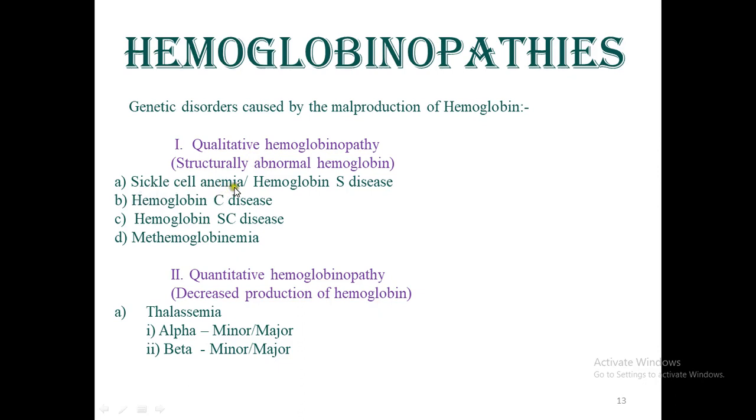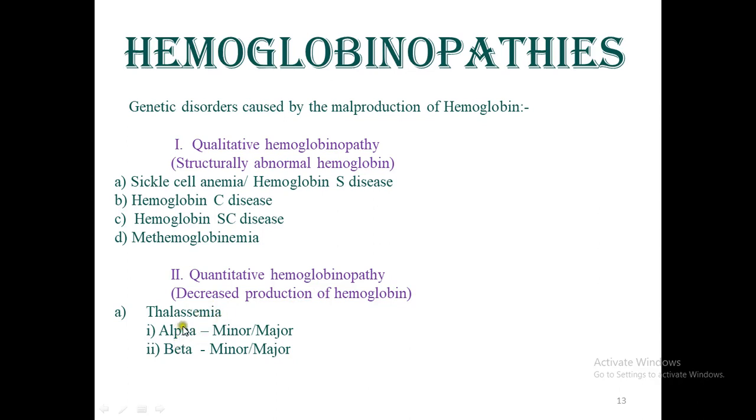Sickle cell anemia, in which the hemoglobin is called hemoglobin S. So it's also called hemoglobin S disease. Then we have hemoglobin C disease, hemoglobin SC disease, which contains a mixture of hemoglobin S and hemoglobin C. Then methemoglobinemia. In the quantitative hemoglobinopathies, where there is a decreased production of hemoglobin, this includes the thalassemias, alpha thalassemia and beta thalassemia.